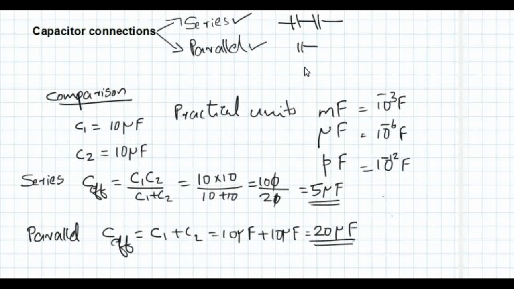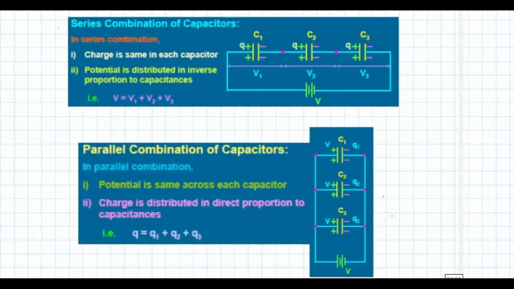So series means this is how you are connecting series. Parallel means this is how you are connecting parallel mode. We have seen already. Now we may just compare these connections. So we can summarize like this.